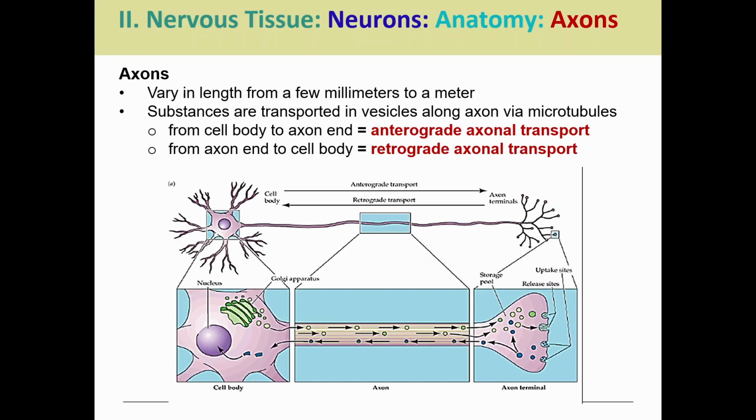When we go from the cell body to the axon end, this is called anterograde, right? Because we're going forward, whereas axon to cell body, we call this retrograde axonal transport because we're going backwards, right? Like retro.